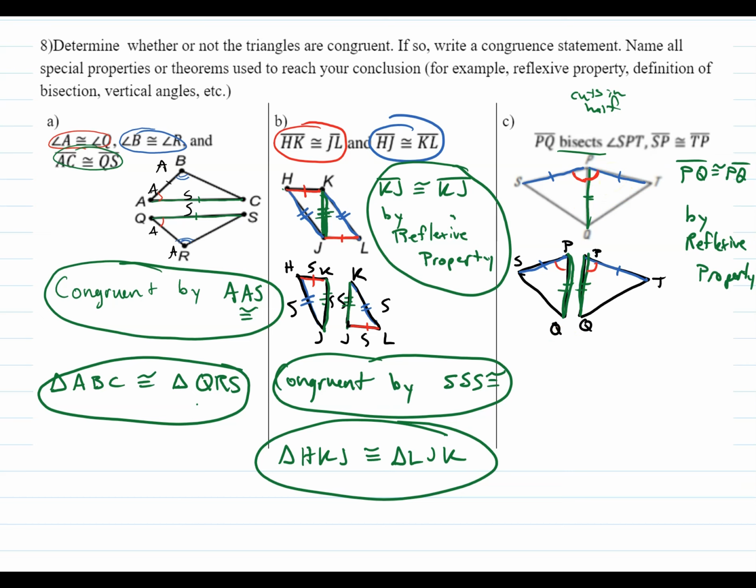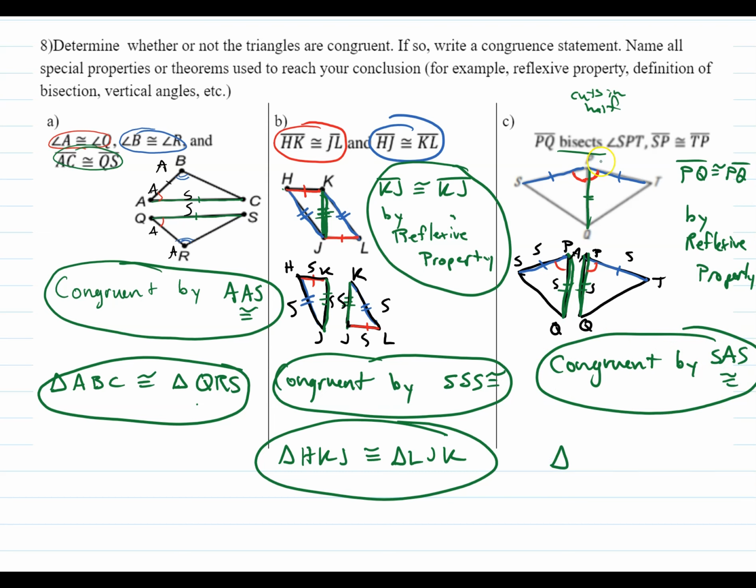So these two triangles are congruent. We have a side, an angle, and a side. That's SAS. The angle is included, or it's in between the two sides. So it's congruent by the SAS congruency condition. Let's write a congruent statement. Triangle PQS is congruent to triangle PQT. This isn't the only possible answer, just make sure you go in the same order for each triangle.